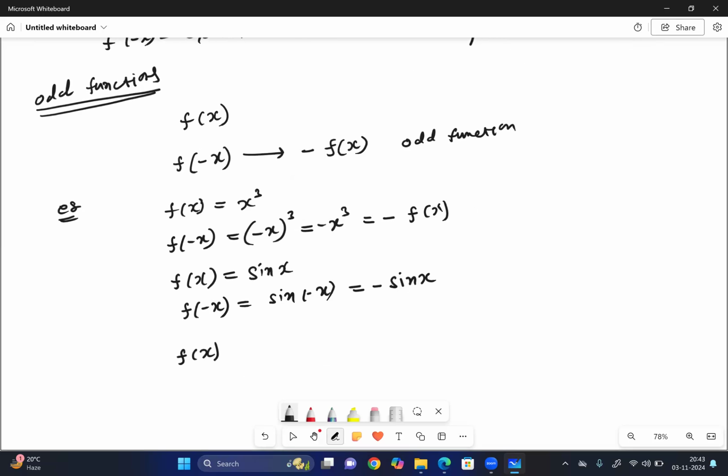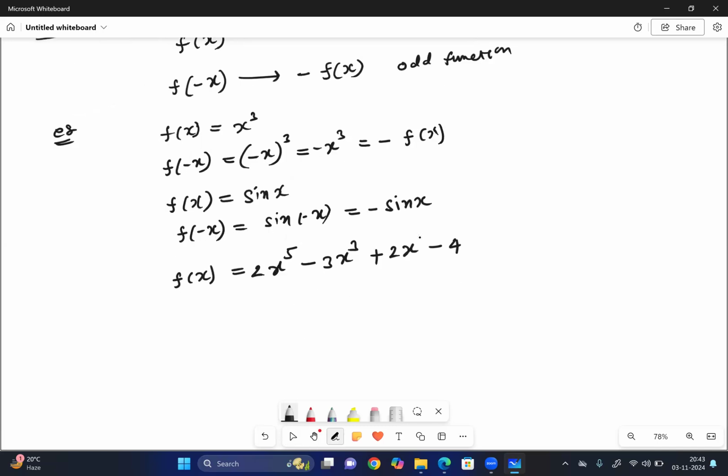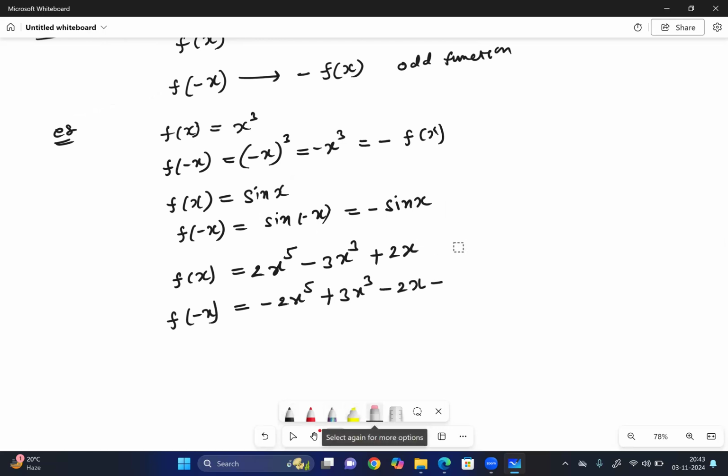If we take some function, like say a quintic function, 2x to the power 5 minus 3x cubed plus 2x minus 4, let's say this is a function. If I'm putting minus x here, then I'm getting minus 2x to the power 5 plus 3x cubed minus 2x. Let's remove the minus 4, because this will not allow it to become an odd function. So this is actually minus f(x). These are a few examples.